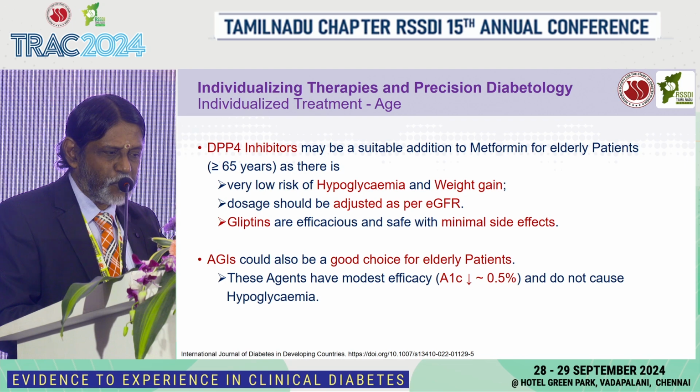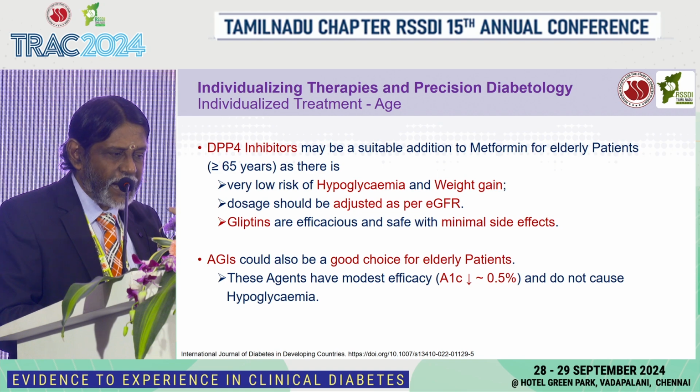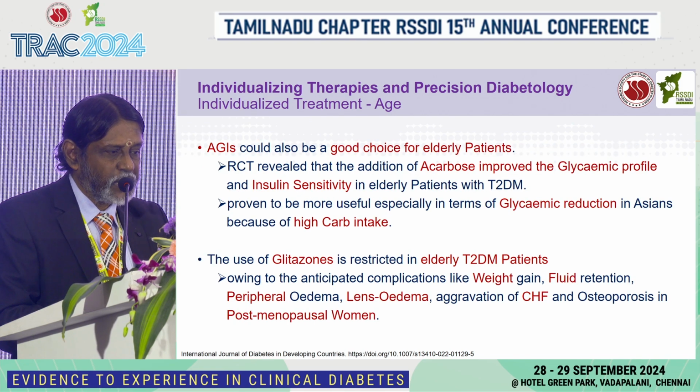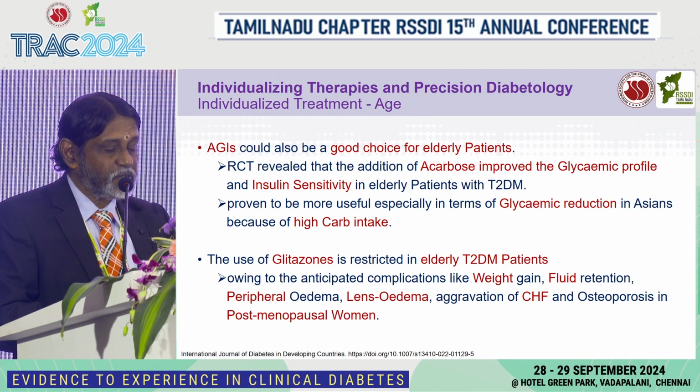We have the DPP-4 inhibitors, which may be more suitable because they are associated with a low risk of hypoglycemia and weight gain, and dosage can be adjusted as per eGFR. Next alternative is alpha glucosidase inhibitors, a good choice for elderly patients. They do not cause hypoglycemia, and are especially useful in terms of glycemic reduction in Asians because of the high carbohydrate diet.